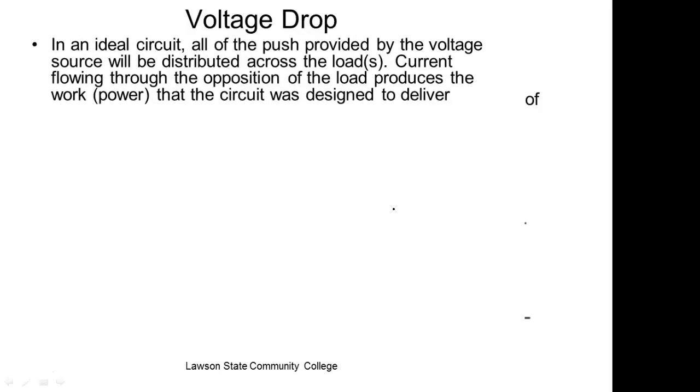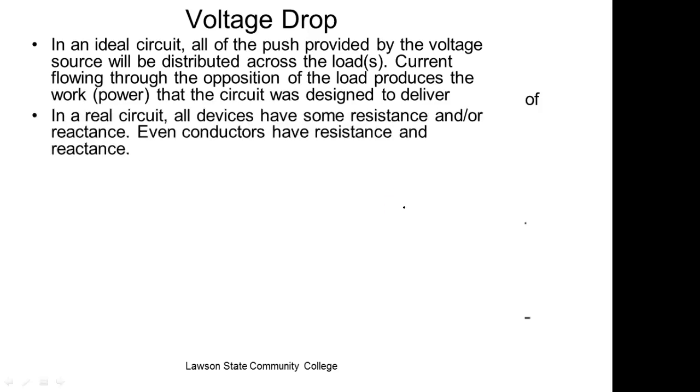In an ideal circuit, all the push provided by the voltage source will be distributed across the loads. Current flowing through opposition of the load produces work that the circuit was designed to deliver. Not only does it produce the work, but it also drops the voltage, right? It drops the pressure.